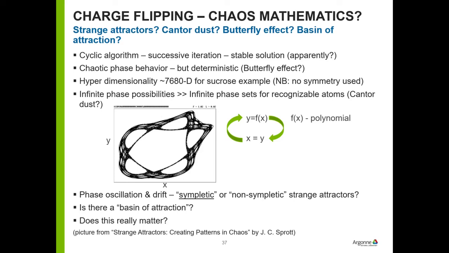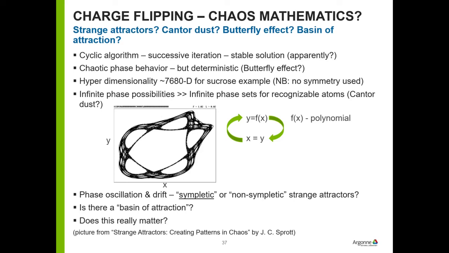What you're doing is doing this thing over and over again, changing one thing in the cycle, which is the charge flip step. And then you hit a stable solution eventually. And so that is chaotic phase behavior. And this is a hyperdimensional situation. In fact, with sucrose, you've got 80 dimensions to the problem. And there's no symmetry involved.